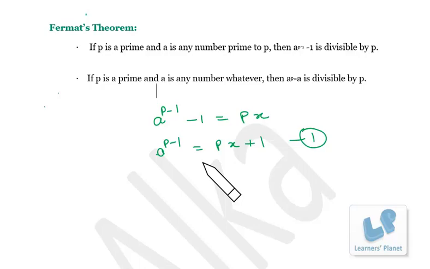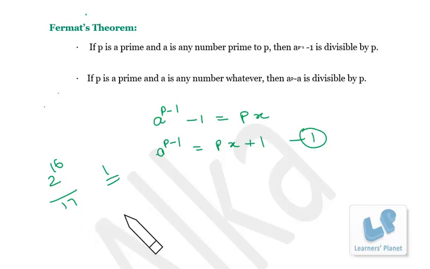Just note it down very carefully, because you cannot apply this theorem everywhere. There is a condition that this number P should be prime. So A raised to P minus 1, if it is divided by P, the remainder will be 1. Let me give you a simple example. A can be any number. Suppose you have 2 raised to 16. If you divide 2 raised to 16 by 17, the remainder will be 1.